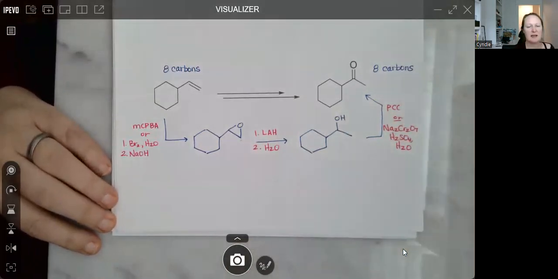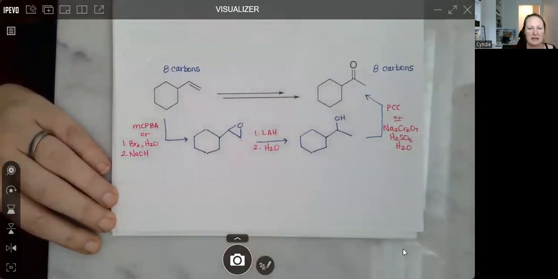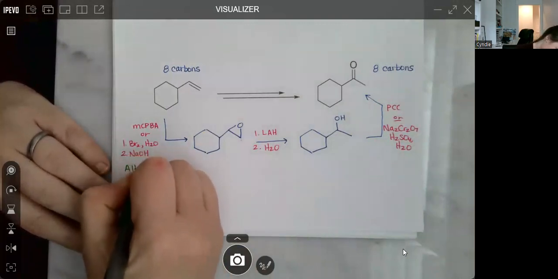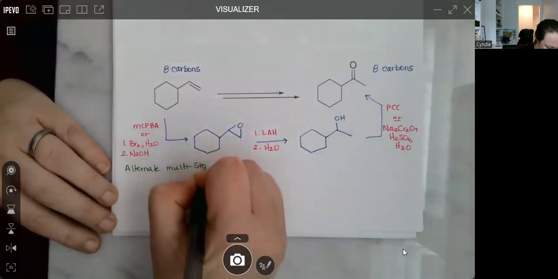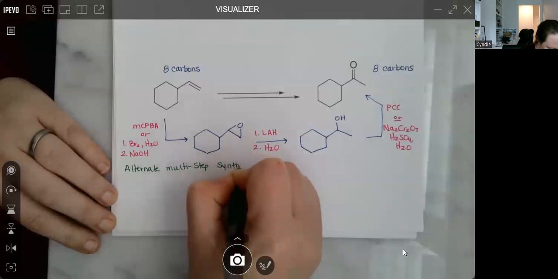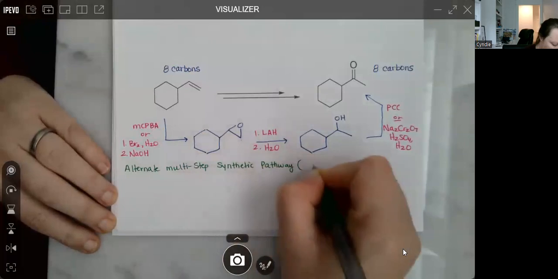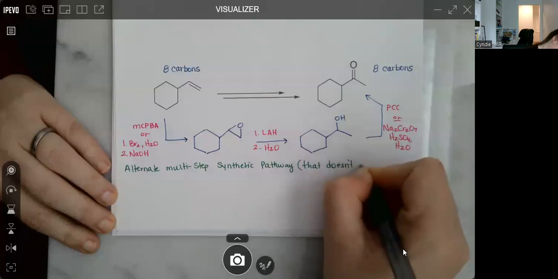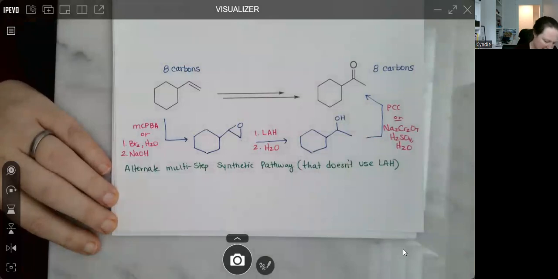Now I kind of talked about, okay, what would be another way we could convert this to that and maybe not even use LAH? So one alternate multi-step synthetic pathway that doesn't use LAH, right? So what would that look like?